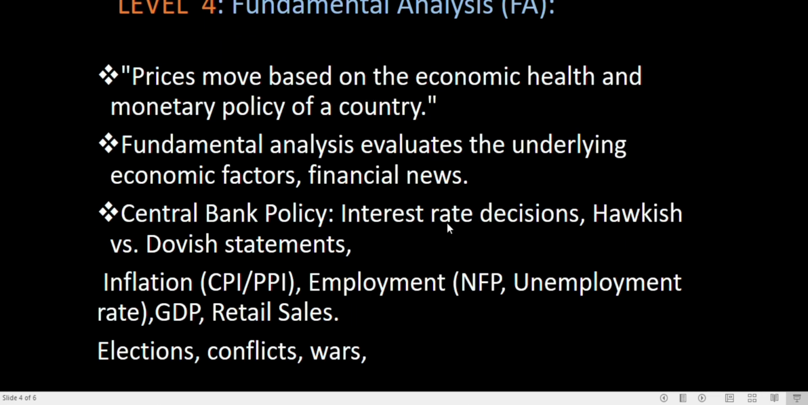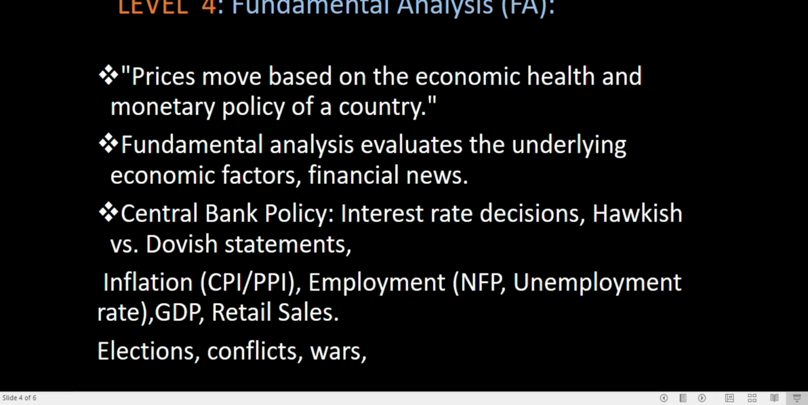So the next one we have here is fundamental analysis. FA, fundamental analysis. This fundamental analysis states that price moves based on the economical health and monetary policy of a country.